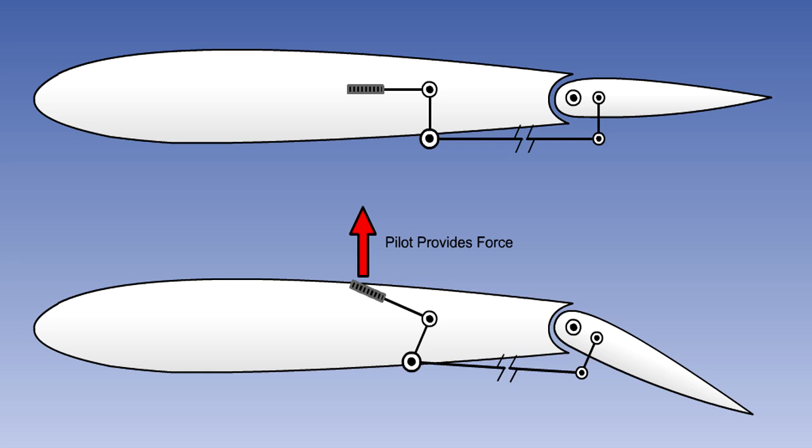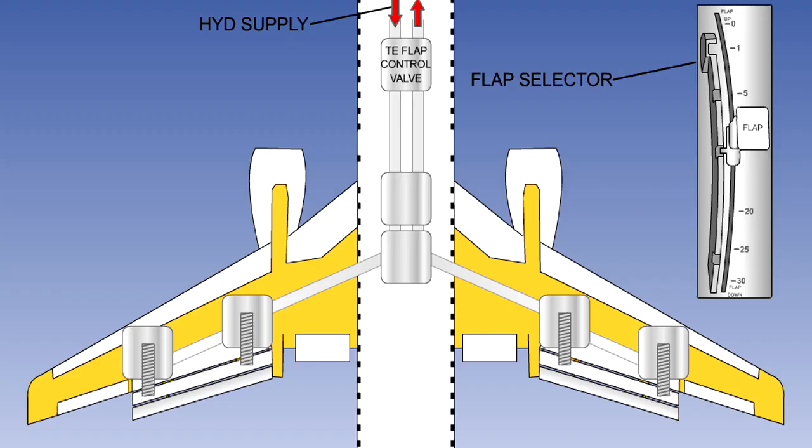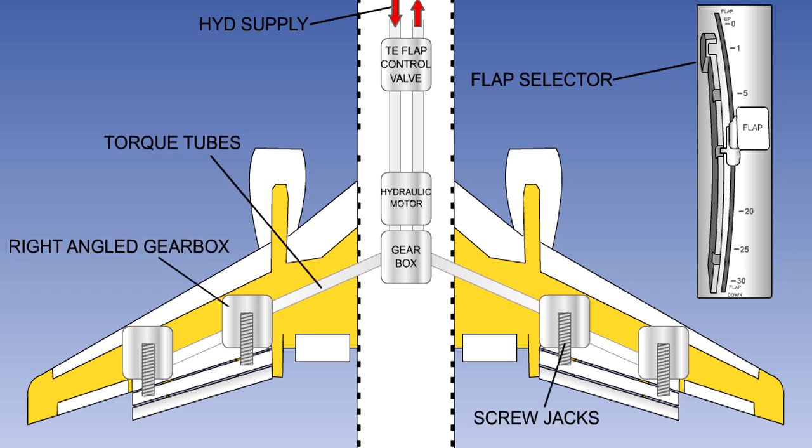In a typical system, there is a flight deck selector lever. On light aircraft, this is mechanically connected to the flaps. But on larger aircraft, it will either be mechanically or electrically linked to a flap control valve. The flap control valve controls the flow of hydraulic fluid to a flap drive unit, which consists of a hydraulic motor and a gearbox. The motor drives a transmission system, which moves the flaps.